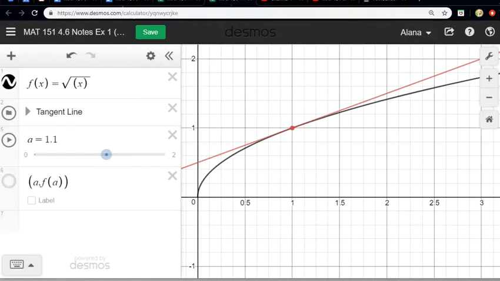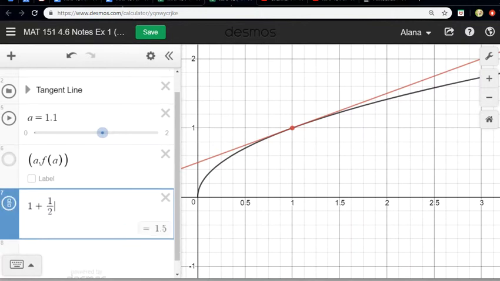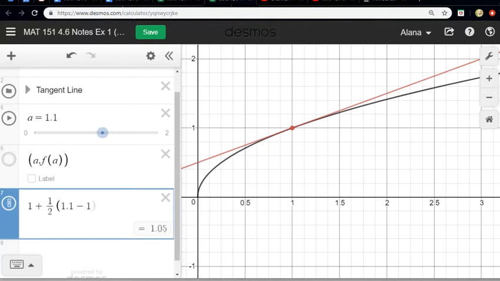I'm just doing that math in my head, but I can prove it to you. Let's think. I could do Desmos for starters. I could say, all right, find me 1 plus 1/2 times 1.1 take away 1. There we go. So I'm just using Desmos as my calculator. I could also just use a calculator. One way or another, I'll get that it's 1.05. So there's my linear approximation.